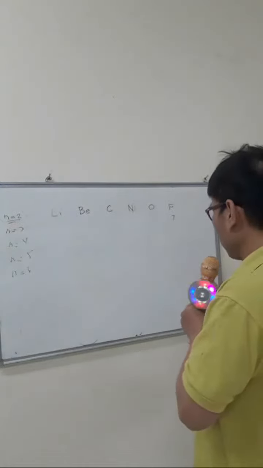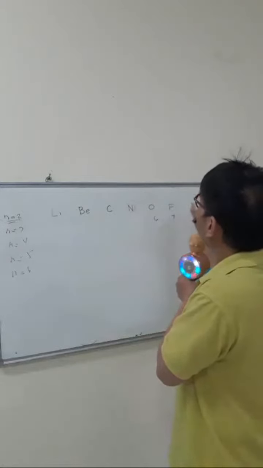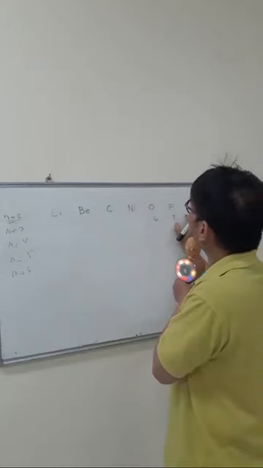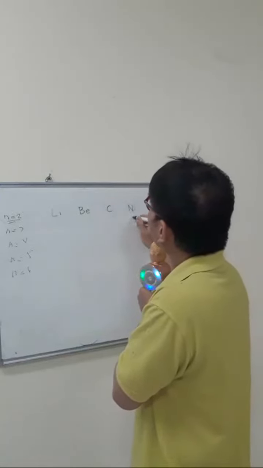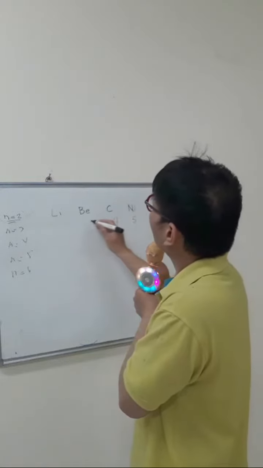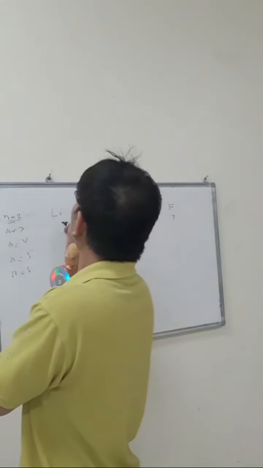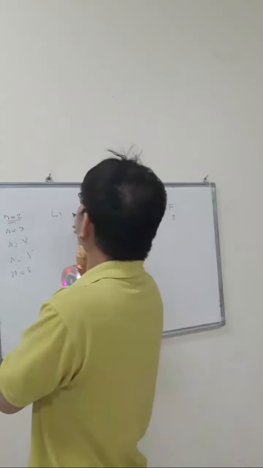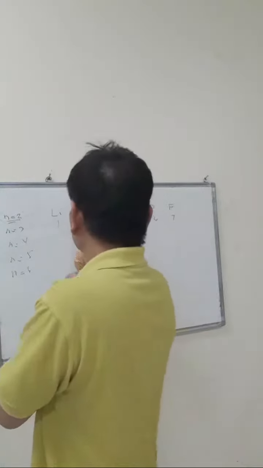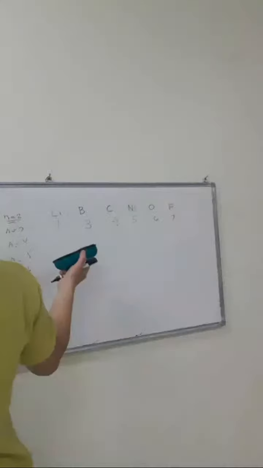So, oxygen 6. These valence electrons represent the group, group 6A. Nitrogen 5, carbon 4, beryllium 3, and we have also lithium, which is 2. And we still have, I forgot boron. We still have boron.